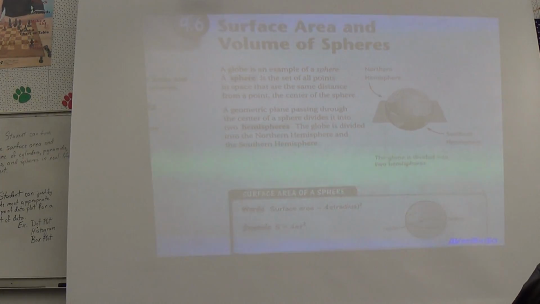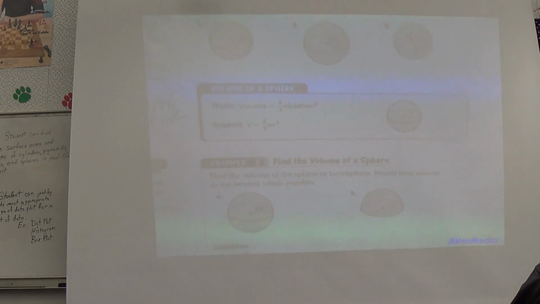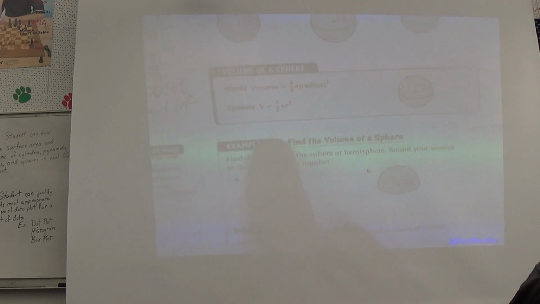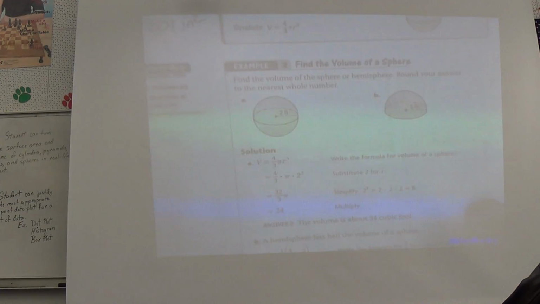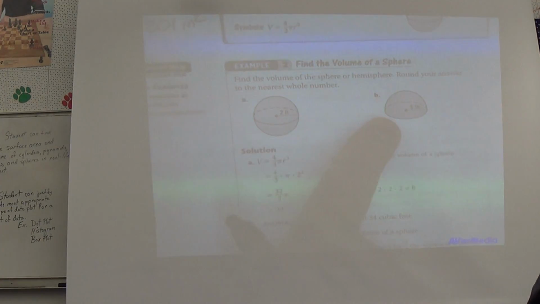Let's go to volume. Okay. Volume is 4/3 times pi r cubed. Remember, volume has to be cubed, right? So it's going to be cubed in the formula. 4/3 times pi r cubed. Now, here's the thing. If this is 4/3 times pi r cubed, what is this one? Because how much of a sphere is this? Half. This is half a sphere.